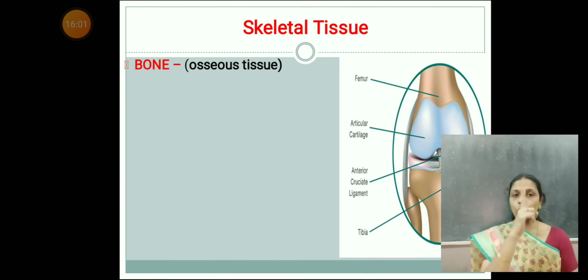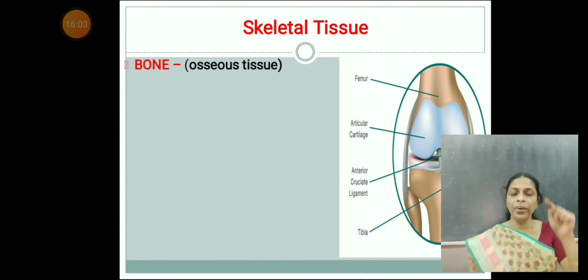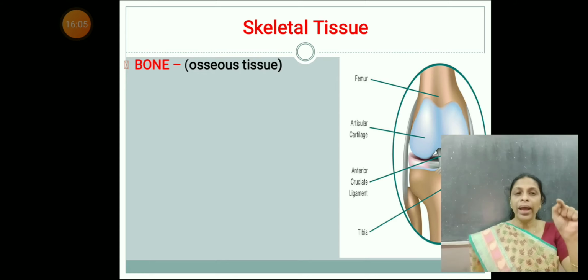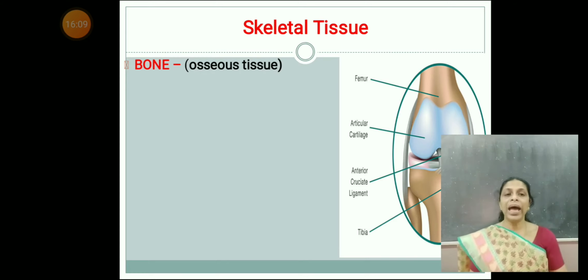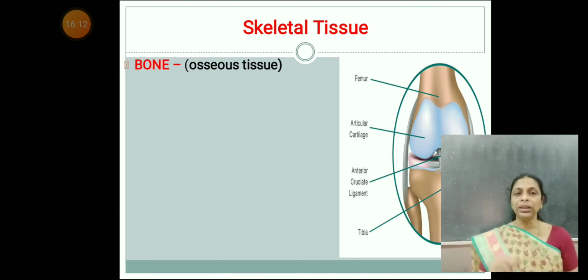So you can see one long bone that comes from the top, that is the thigh bone, femur, and down you can see two bones, right? One is tibia and the other one is fibula. And then in between that, a light blue colored part you can see, that is the cartilage, right? So in the picture given here, you can see both the bone as well as the cartilage.